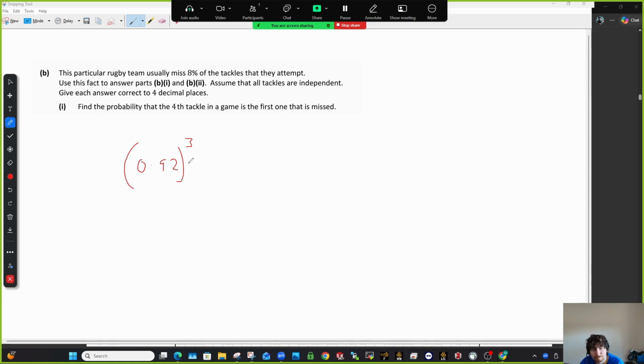Hopefully that makes sense to people. We want to have 3 tackles not missed first of all, and then we want our very first miss, which will look like this: 0.08. So it's nice and simple, and it's in a very specific order. There's no other way you can do this. You do not miss, do not miss, do not miss, and then you miss. They can't be jumbled around. Hopefully people are okay with that.